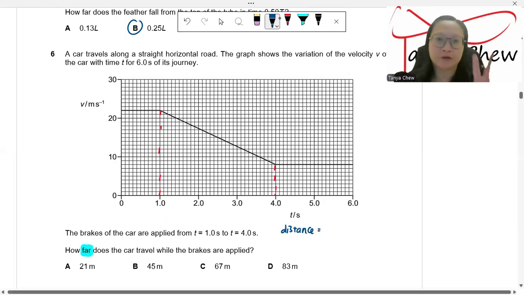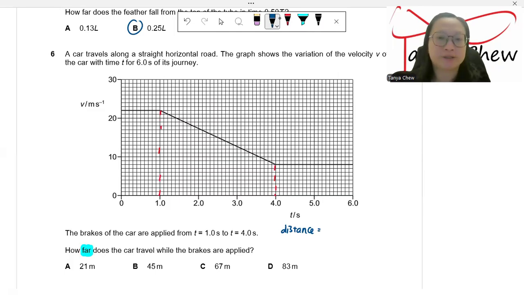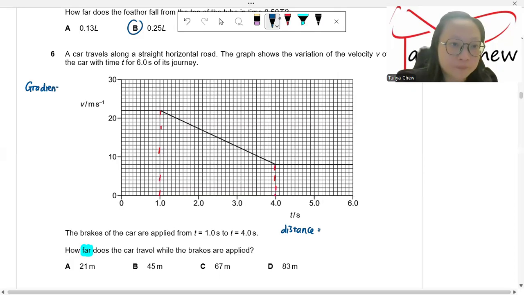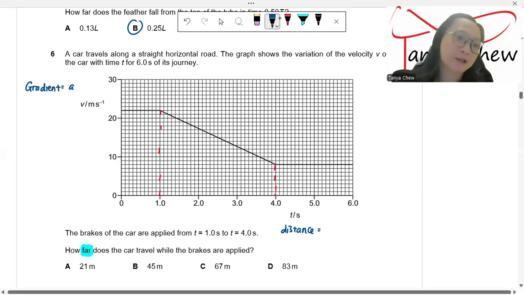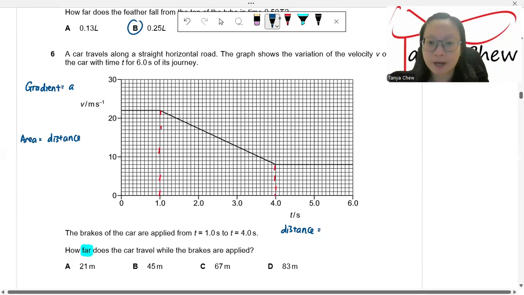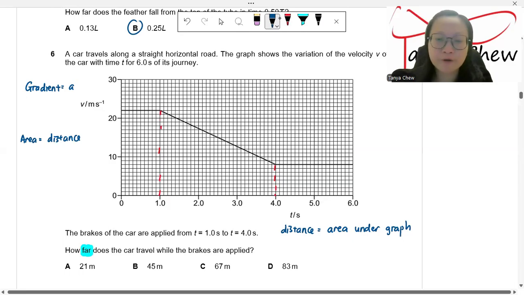When a graph is being given, there are two pieces of information that you could obtain from the graph. One is the gradient of the graph. The other one is the area under the graph. The gradient of the speed time graph, VT graph, gives you acceleration. Whereas the area of the speed time graph gives you the distance, the total distance traveled. So I'm going to find the distance, which is the area under the graph. So how do I find the area? Okay, area of what? This is the area that I'm supposed to find. It is the area of a trapezium.